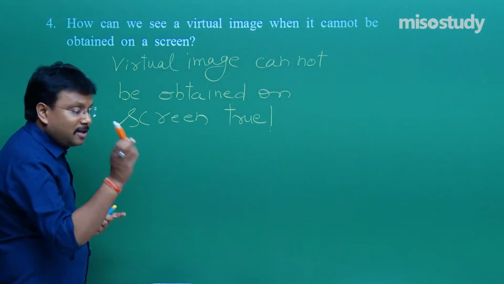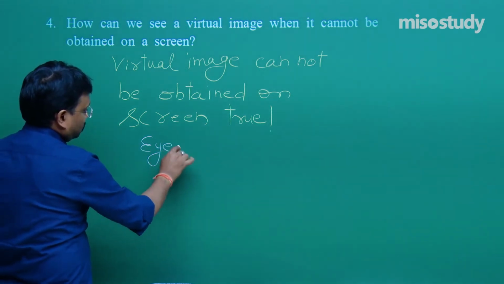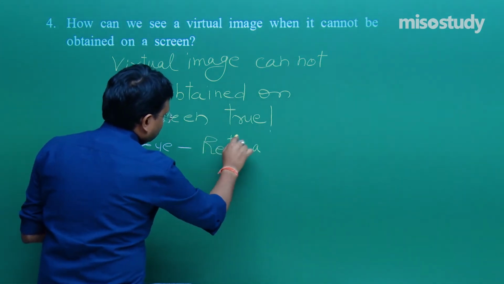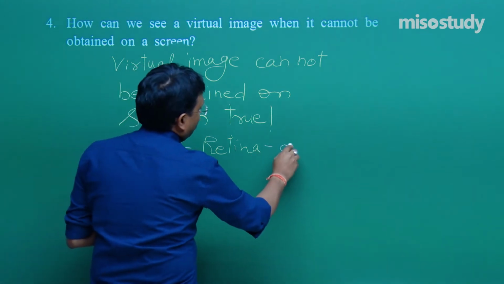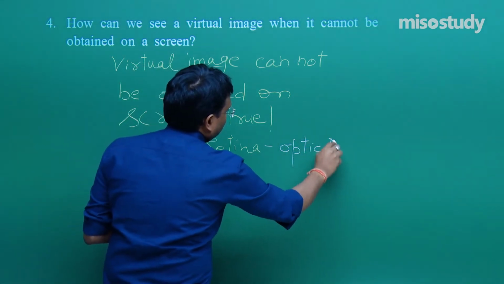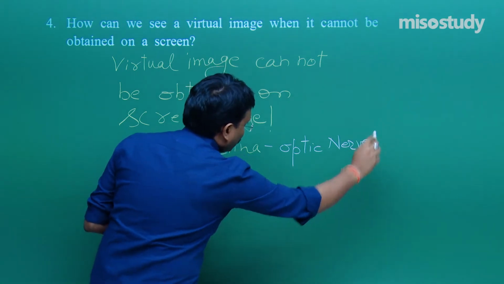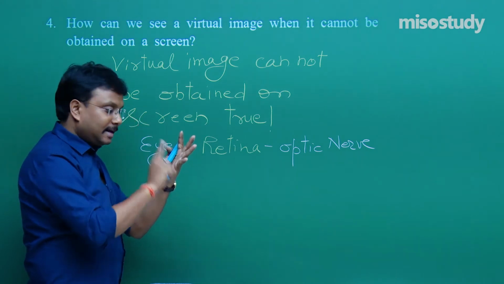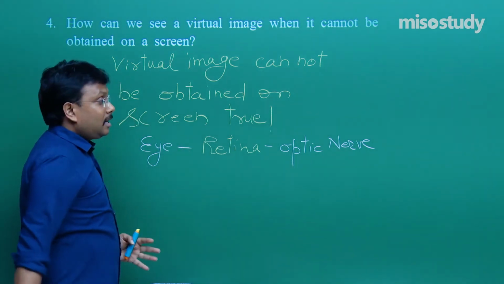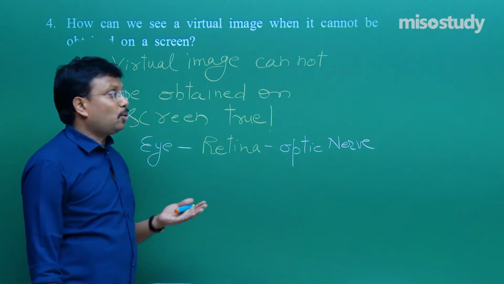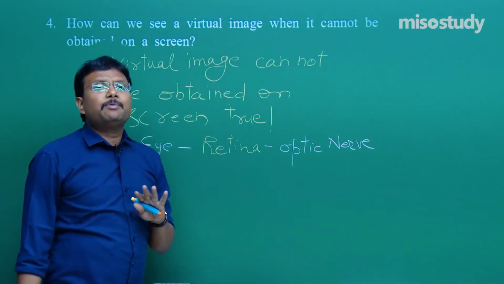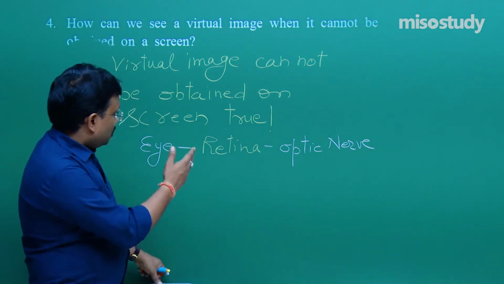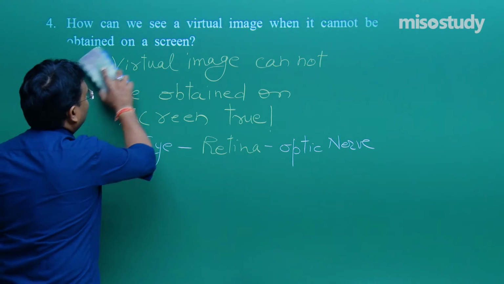So, important name is eye. Incorporate this word, retina, then optic nerve. I have devoted one complete lecture each to microscope, telescope and eyes, and if you have observed, revised those videos, I am sure these type of questions are just simple. Fine. So, complete your answer in this manner.